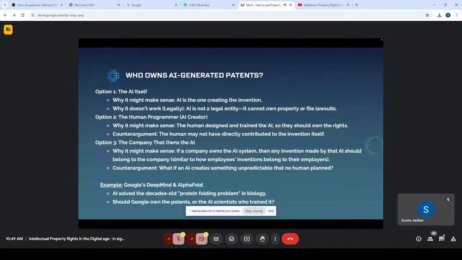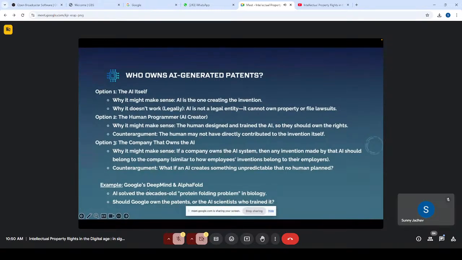So in all these options, we have some loopholes, we have some limitations, and we still have not reached a certain conclusion. We still have to see if jurisdictions have a clear stand. We will discuss it in subsequent slides again.